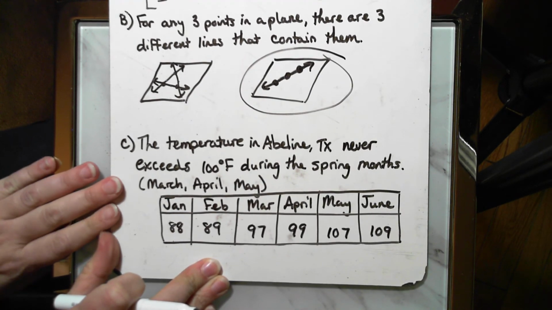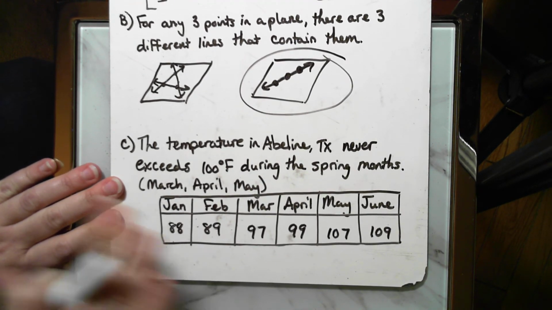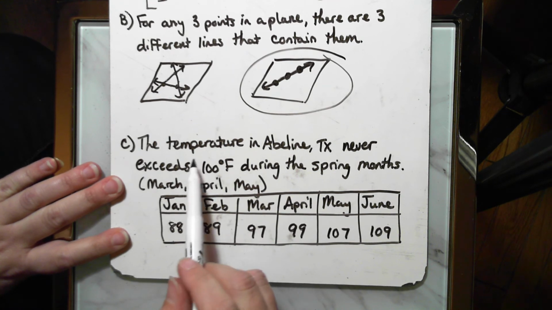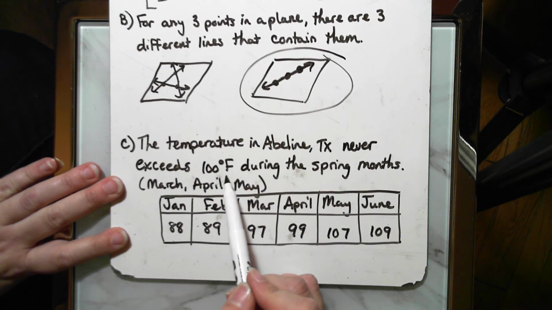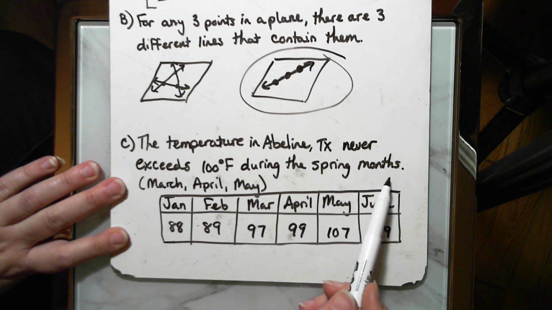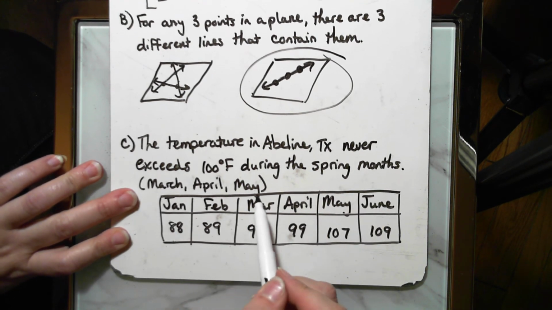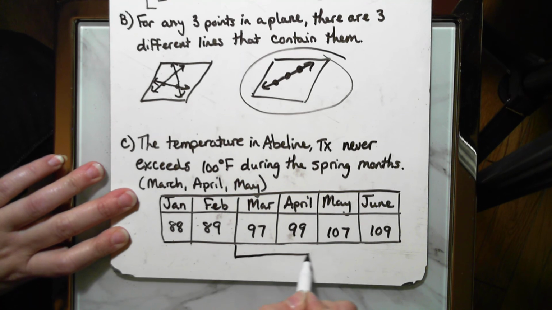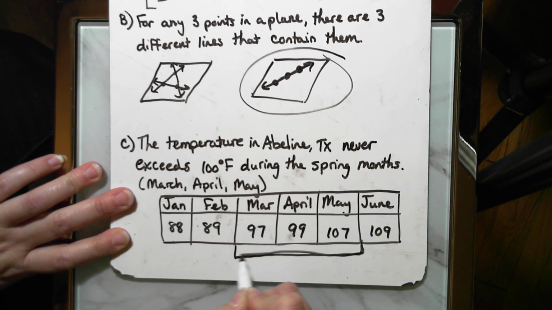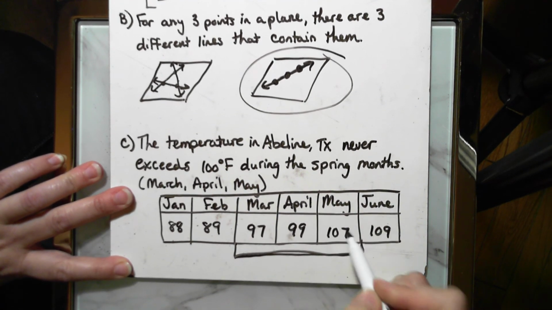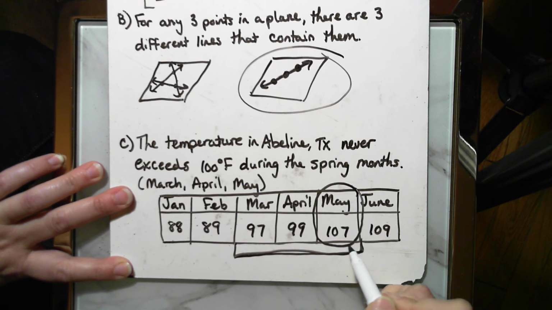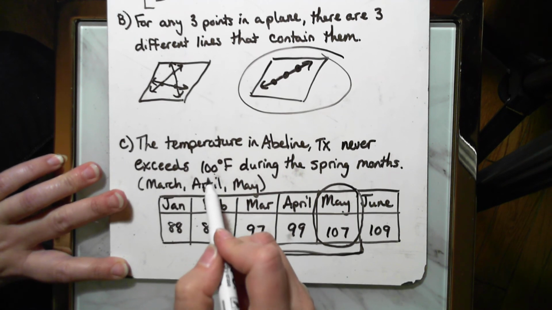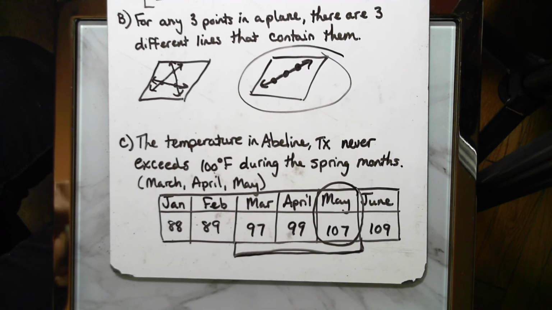Now, my final part of this example is down here. Sometimes they just ask you to look at data that's given to you and find the counterexample. So this says the temperature in Abilene, Texas never exceeds 100 degrees Fahrenheit during the spring months, March, April, and May. So these are the spring months right here. So I need a counterexample, and this one is it right here. In May, the maximum temperature was 107, which is more than 100. So that's the counterexample. May was 107.